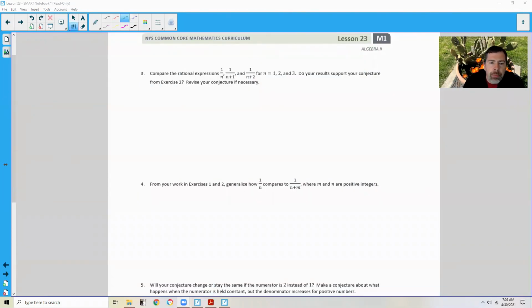Okay, page 2 brings us to number 3. Compare the ratios, compare the rational expressions 1 over n plus 1, and 1 over n plus 2 for n equals 1, 2, and 3. Do your results support your conjecture for exercise 2? Revise your conjecture if necessary.